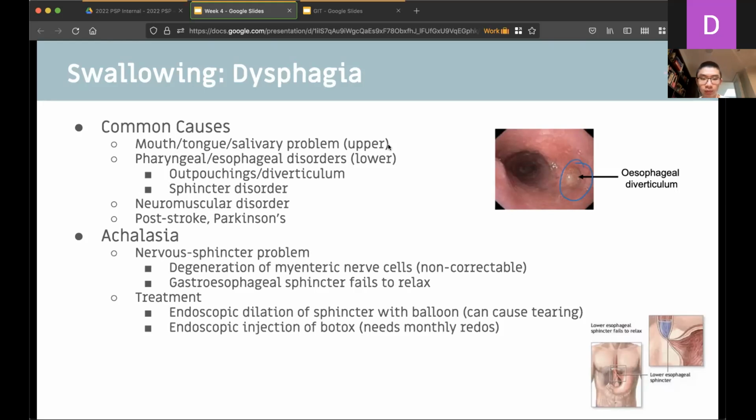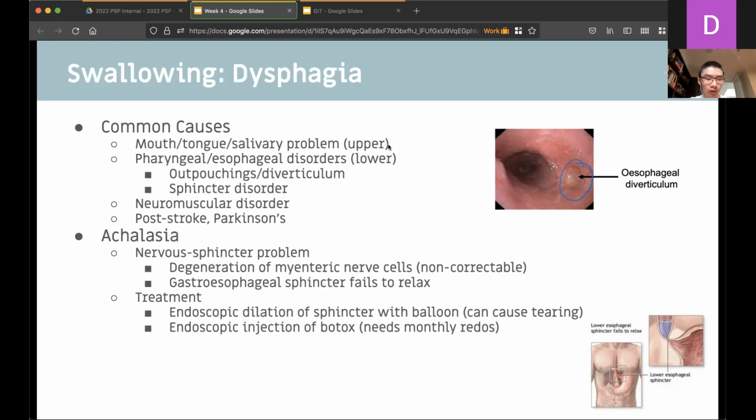You've got stuff there such as outpouchings or diverticulums, which are kind of like trenches in a sense, where the food gets stuck. You've got sphincter disorder, which can be related to neuromuscular disorders, where the main one is achalasia, which I'll talk about. And you've also got post-stroke and Parkinson's, because the neuronal control is a bit impaired, which sometimes is why you have choking in Parkinson's patients.